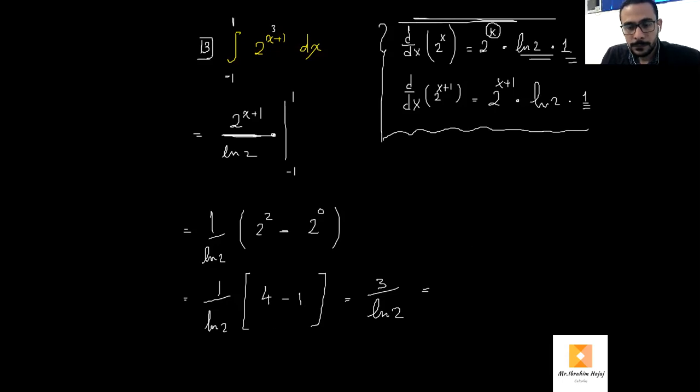3 over ln 2, which is approximately 4.33. Yes. Okay.